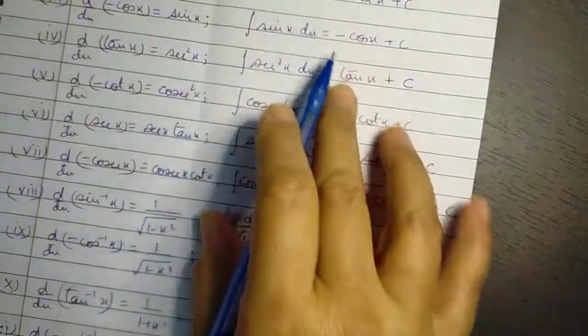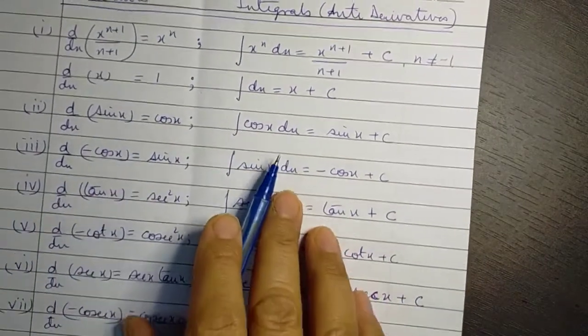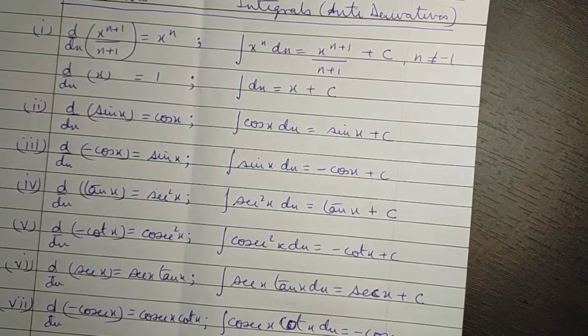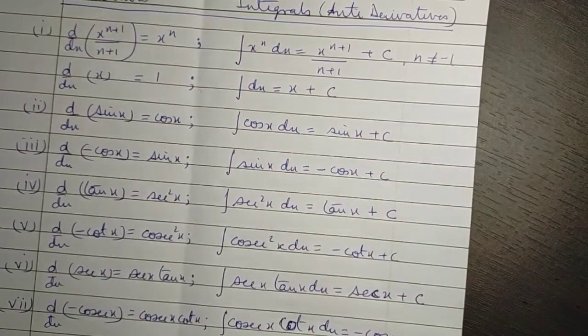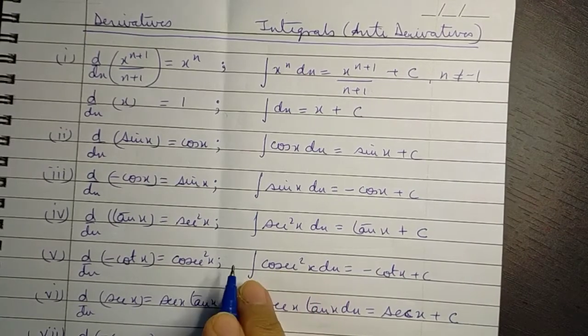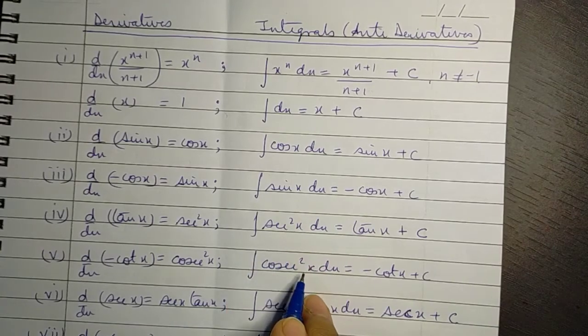So with these results, you have to keep on writing them out on a daily basis to be able to remember them by heart. Okay, so using these results, we can try out exercise 7.1 and you all can easily do each of those questions of 7.1. Thank you.